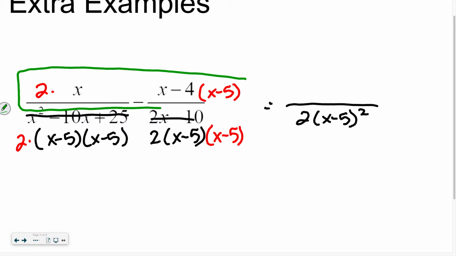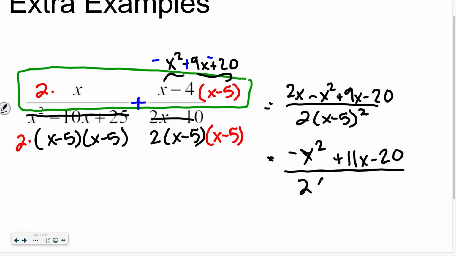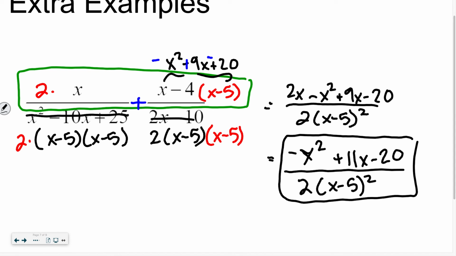Work in my numerator so that I get 2x. I'm going to go ahead and FOIL this out. That's x squared minus 9x plus 20. And then, of course, this is subtraction, so change all the signs. This will be minus x squared plus 9x minus 20. Combine my like terms, negative x squared plus 11x minus 20, all over 2 times x minus 5 quantity squared. I could factor out a negative 1 in the numerator, but then I won't have factors of 20 that add to make negative 11, so it won't factor any further, and this could be my final answer.